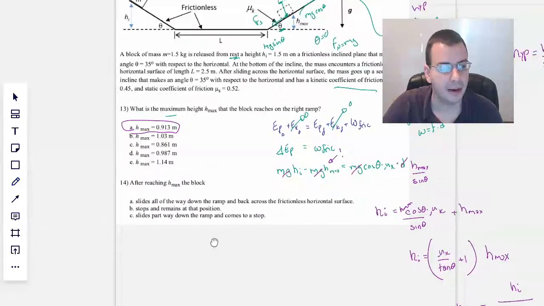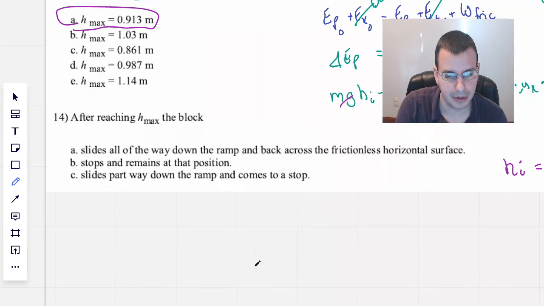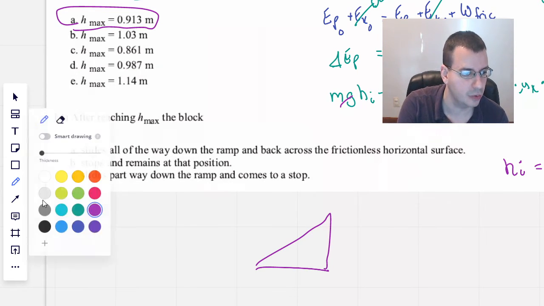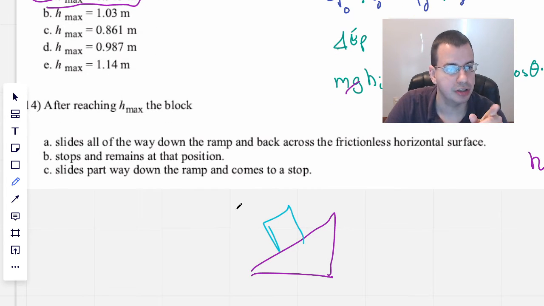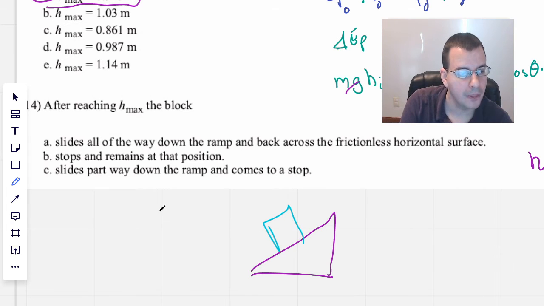Okay, so I'm first going to draw a picture. Then we'll evaluate this based on the data given. So we have a block. So after reaching its h max, it comes to a stop. So this one doesn't really make any sense. Slides partway down the ramp and then comes to a stop. It doesn't make any sense because this whole ramp is all the same. So if it's at a stop here, there's no reason for it to start moving again and then stop. That just feels weird. So I'm going to say that's not true.